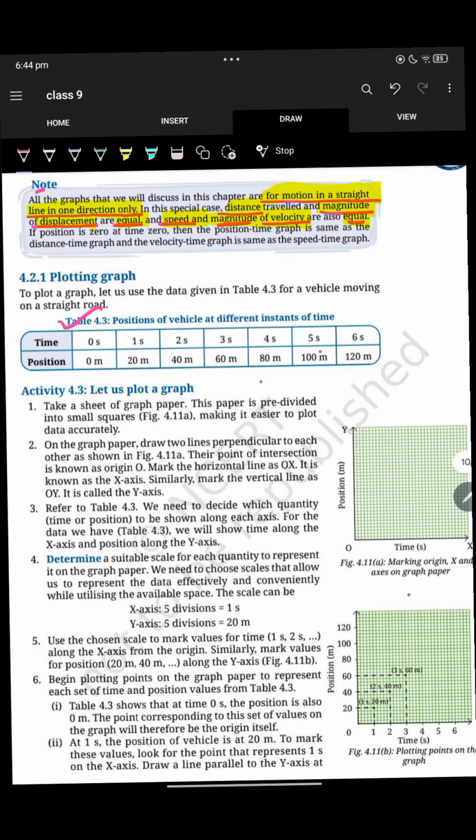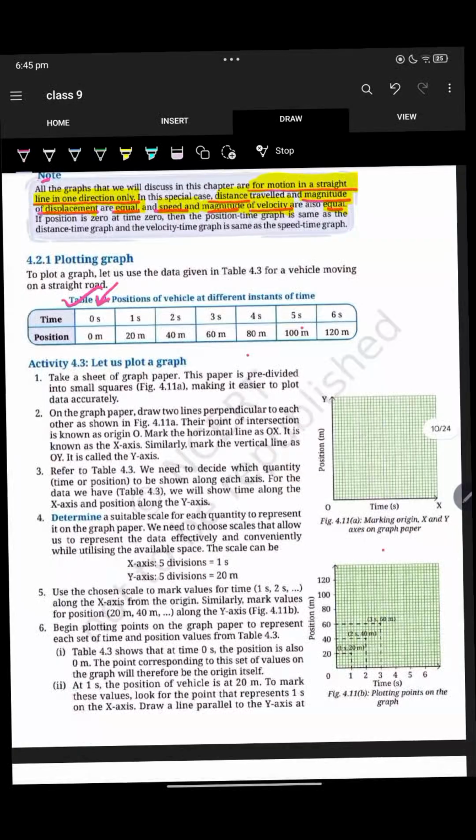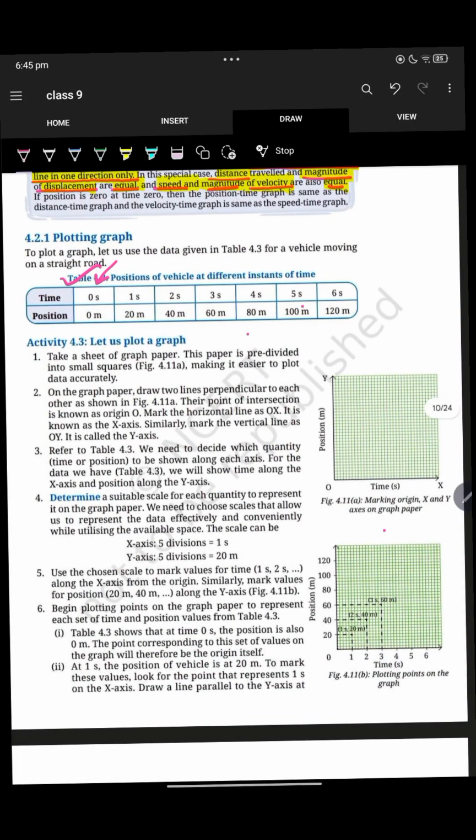Now let us see table 4.3. There is data being provided. And what is the data? The position of the vehicle at time 0, that means just when the motion is starting. It has not yet started. At time 0, the position is 0, so the body is at rest. When the time is 1 second, the position is 20 meters; at 2 seconds, 40 meters; at 3 seconds, 60 meters.